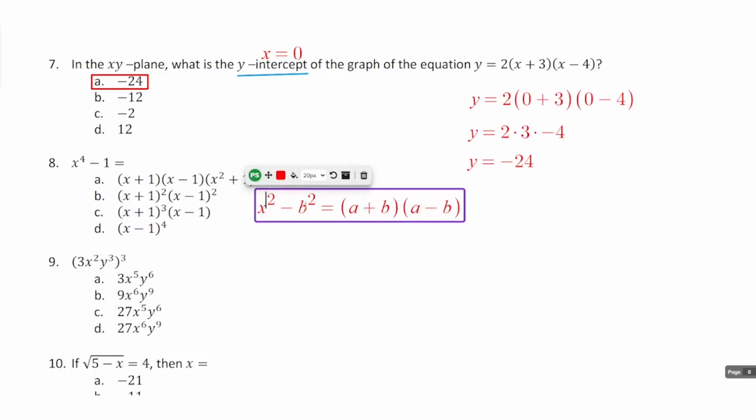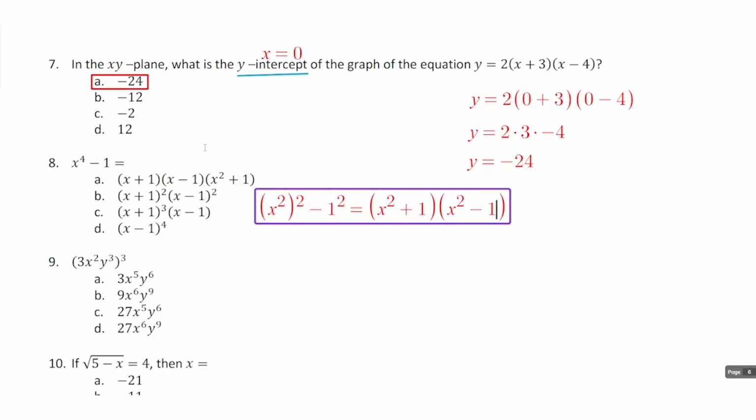So I'll just put x squared here. X squared squared, and b is just 1. 1 squared is 1. So this is going to factor as x squared plus 1 times x squared minus 1.